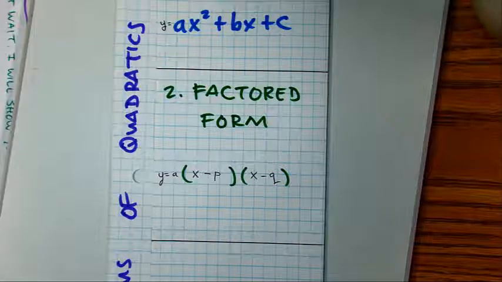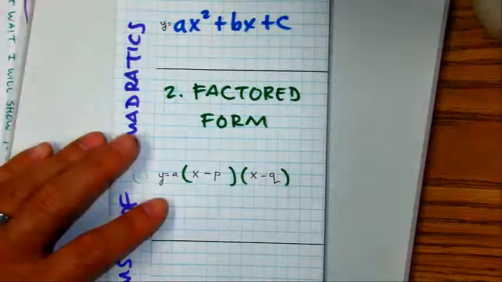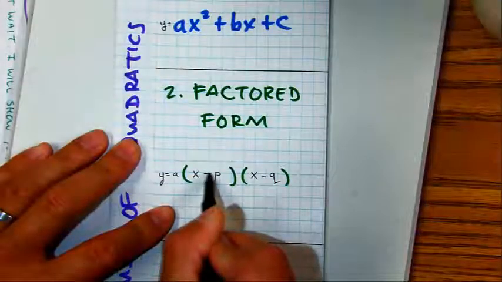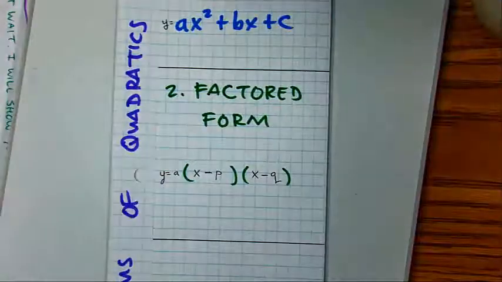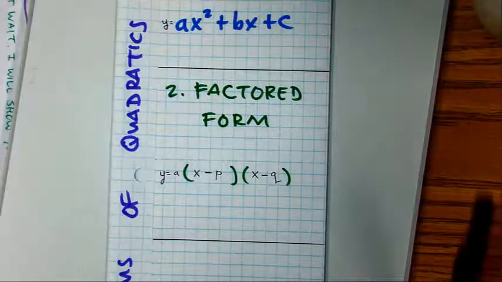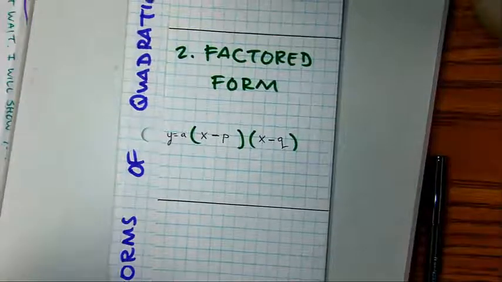So factored form has 2 sets of parentheses. The hard part about factored form is that the formula has to have this minus sign. And the last one is? Vertex form. Let's write it.